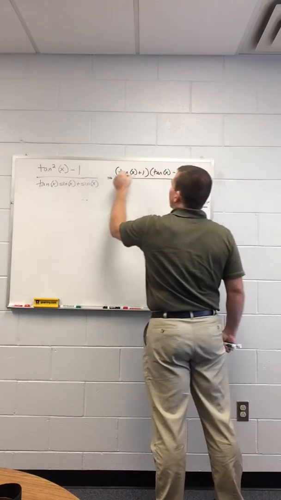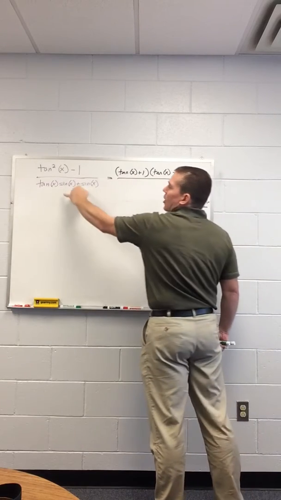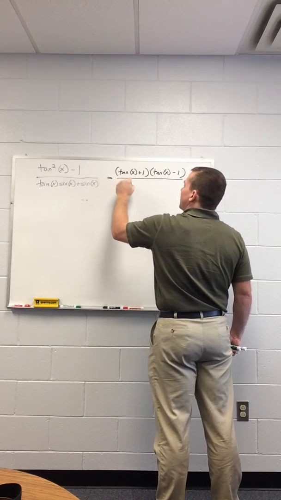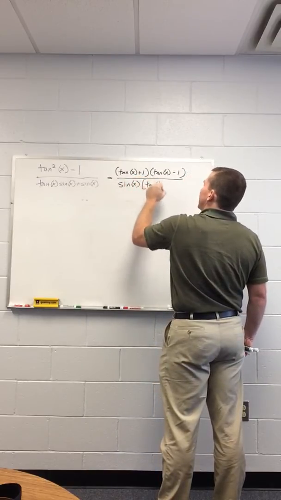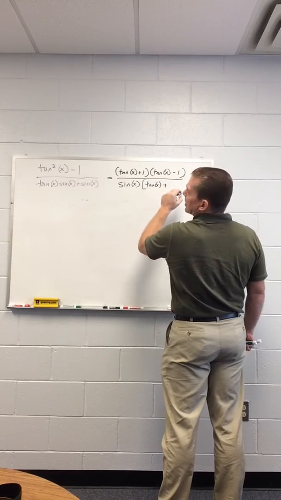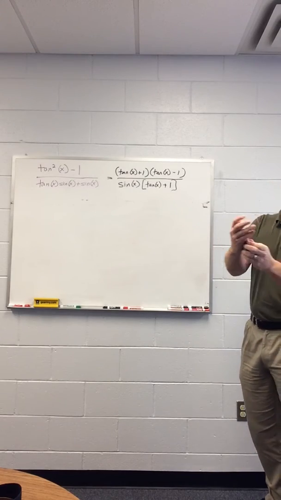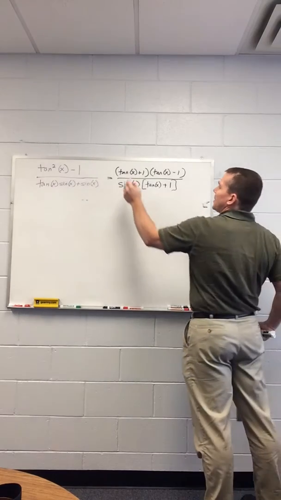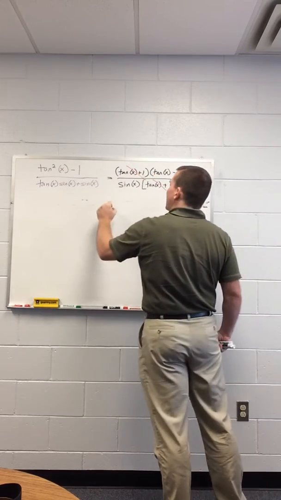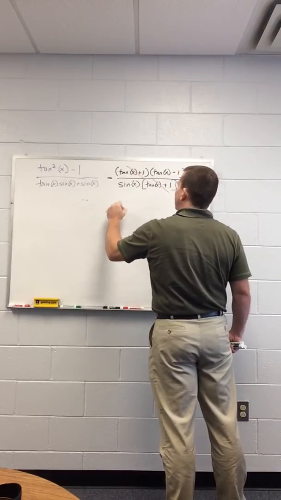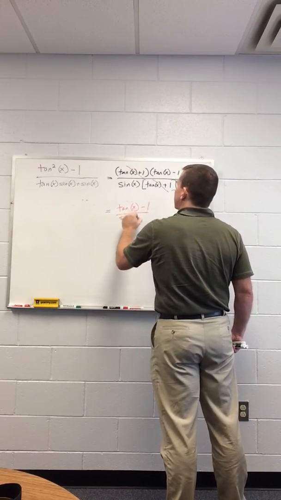My denominator, tan x sine x plus sine x, well that's just xy plus x. There's a common factor of sine x. So factor it out. And you get sine x times tan x plus 1. Well, now again, we have everything factored out. Cancel common factors. Tan x plus 1, tan x plus 1. And now we get tan x minus 1 all over sine x.